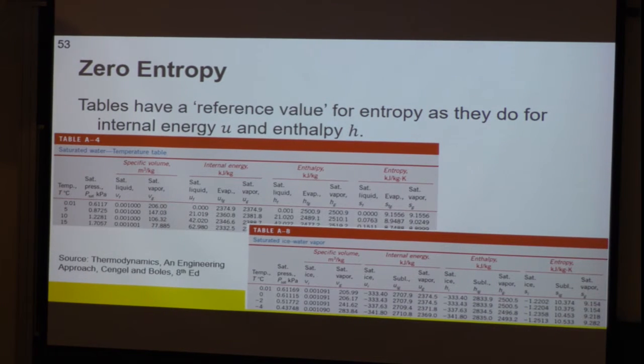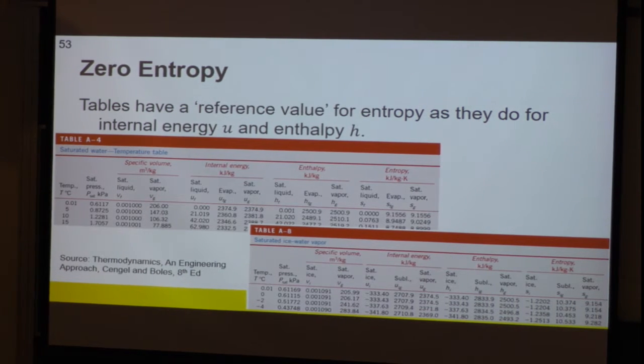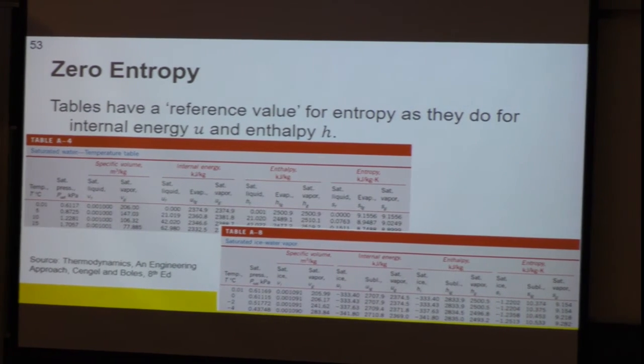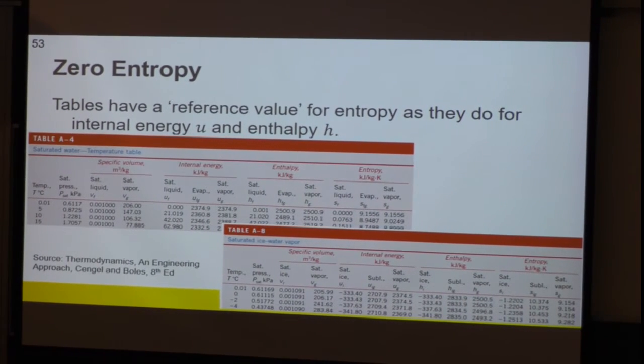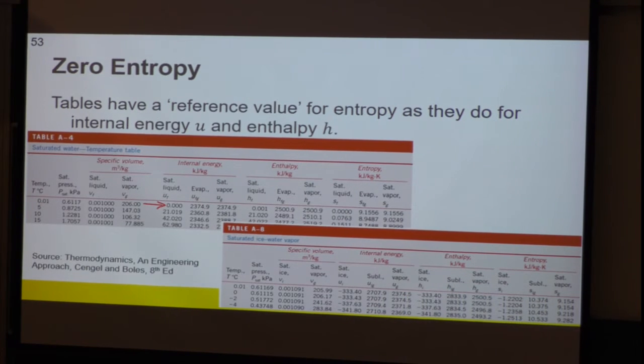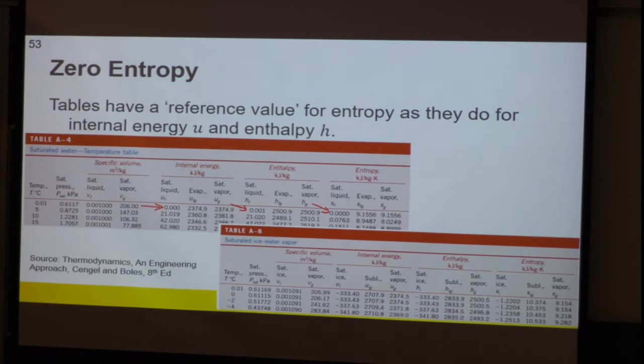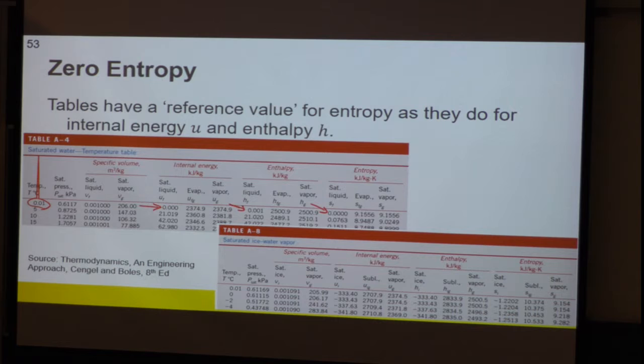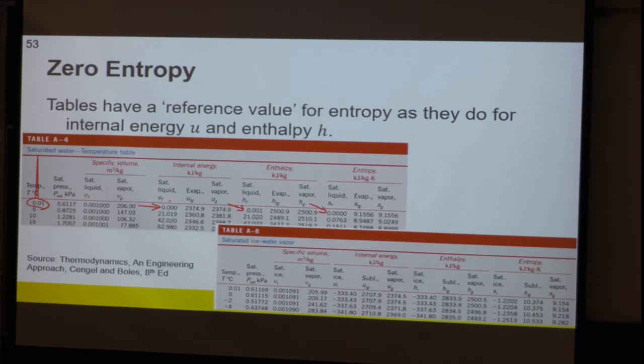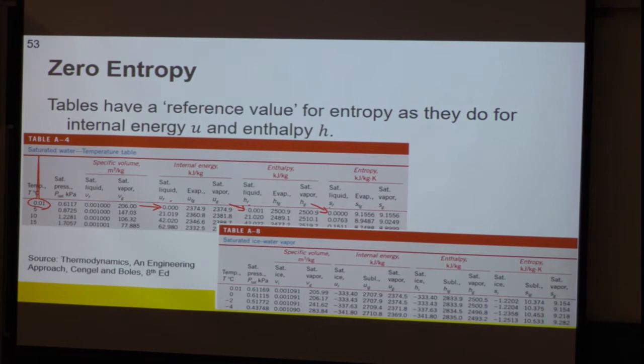I want to speak to your point about negative entropies and how those occur. So just like with internal energy and enthalpy, this is Cengel and Boles' take on these things. They've just picked a zero point for internal energy and enthalpy and entropy. So they've just said, let's take the triple point temperature of water and say that at the fluid state for that, we'll give those a zero.